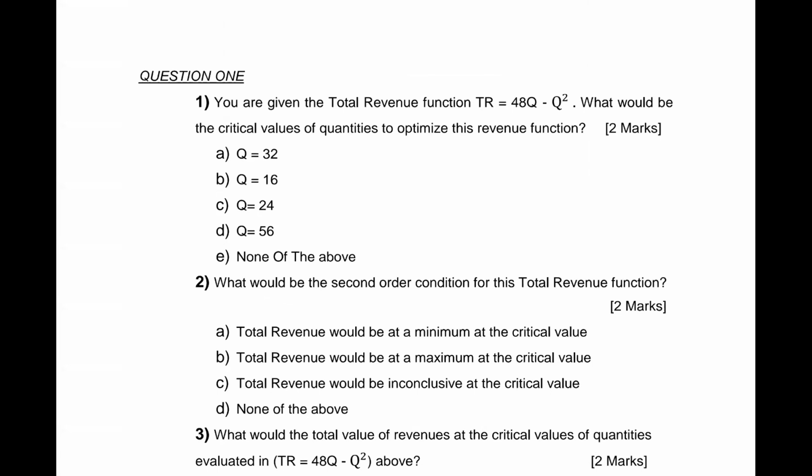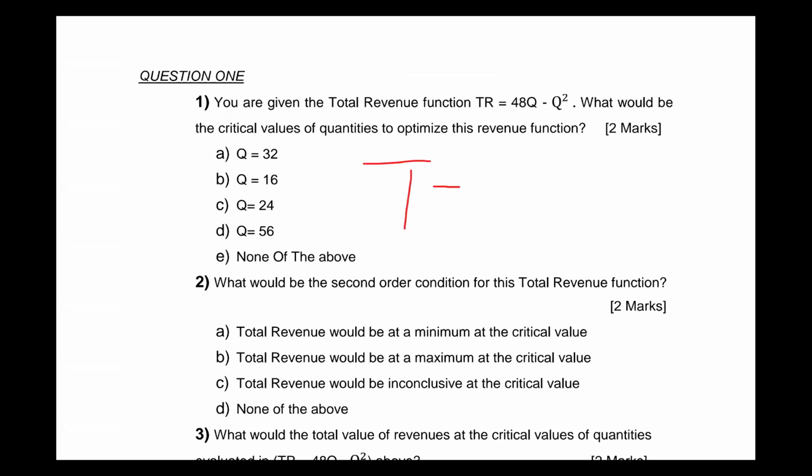Question number 1 is reading, and I quote in your hearing, you are given a total revenue function. Have you seen? This is a total revenue function. It is 48Q minus 2Q squared, isn't it? Yes, sir. What would be the critical values of quantities to optimize this revenue function?